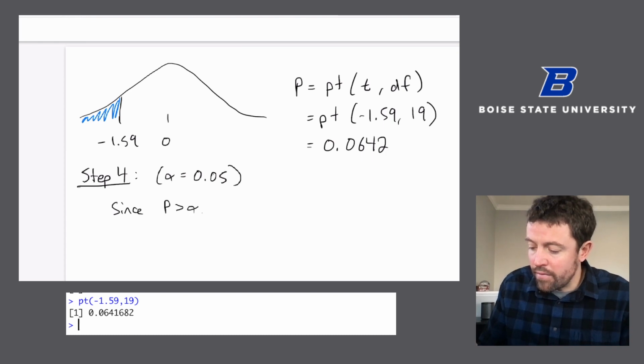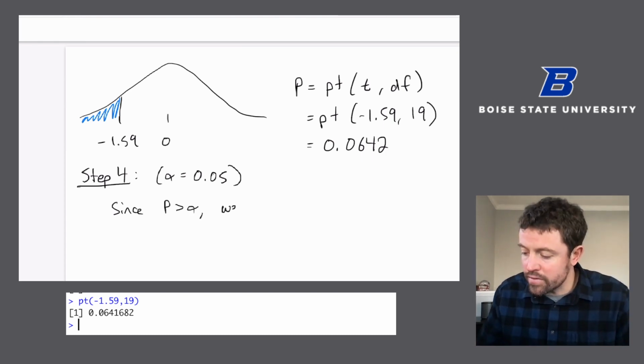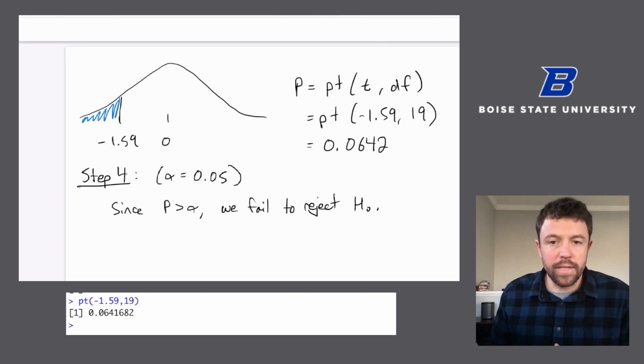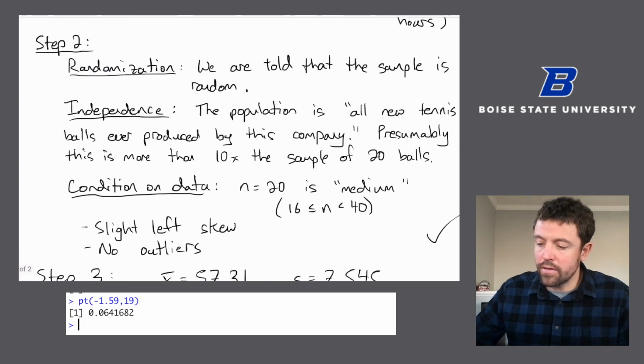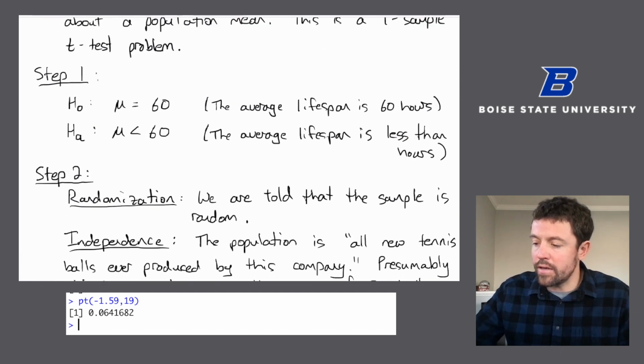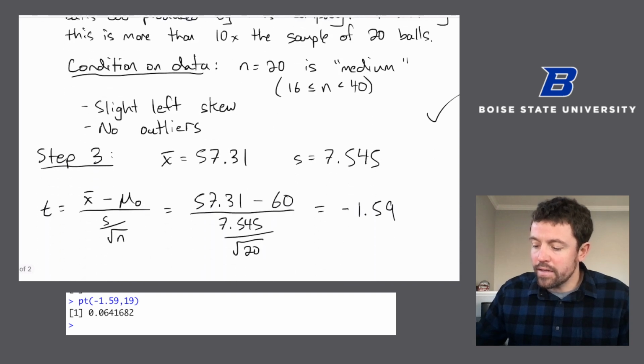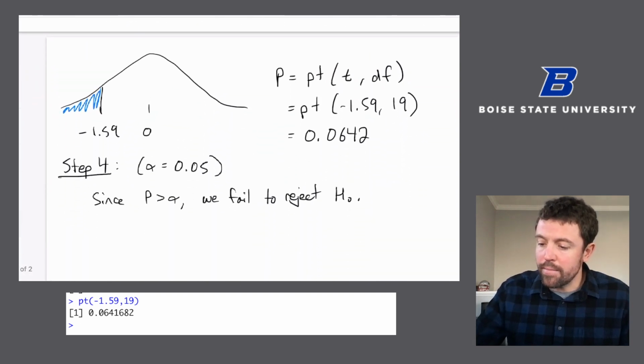So p is greater than alpha. And when p is greater than alpha, we fail to reject the null hypothesis. Now I have to say what that actually means. And I always like to look at my hypotheses. So failing to reject the null hypothesis is saying that we don't actually have any evidence for the alternative hypothesis here.